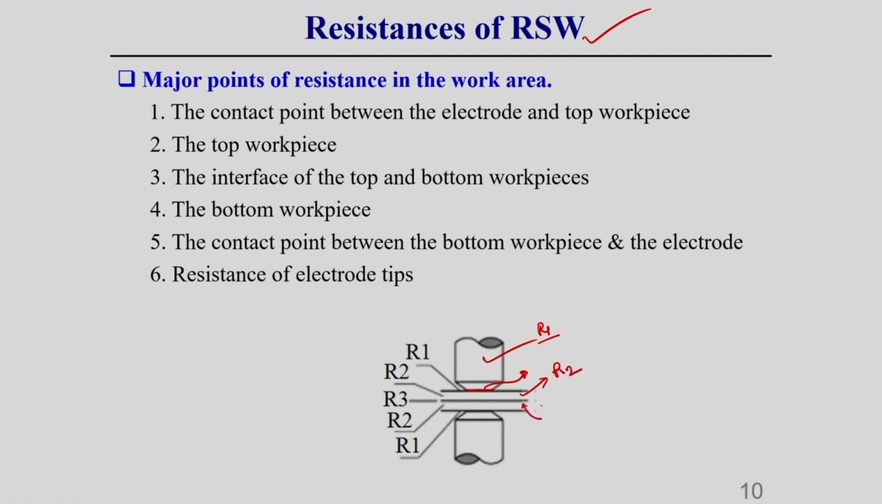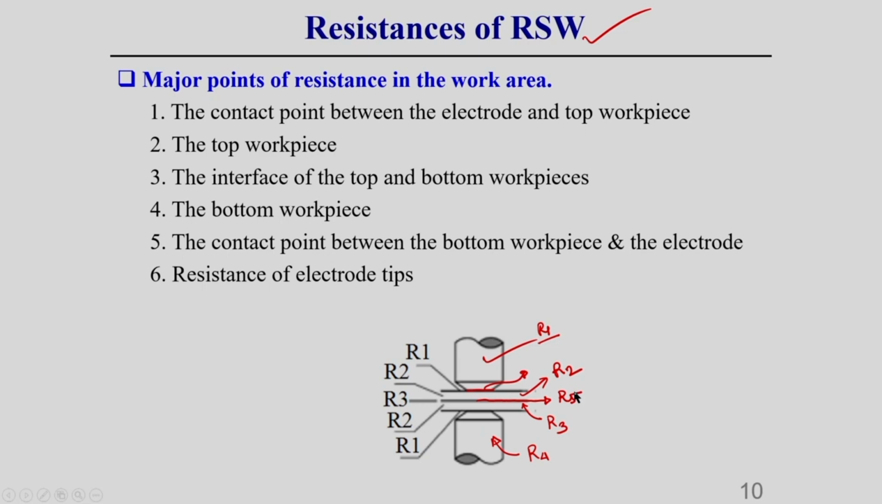Then there will be some resistance in the bottom workpiece, let us call it R3, and there will be another resistance in the second electrode, that is R4. And in the contact region, where the welding is made, there will be another resistance, let that be R5, you see.